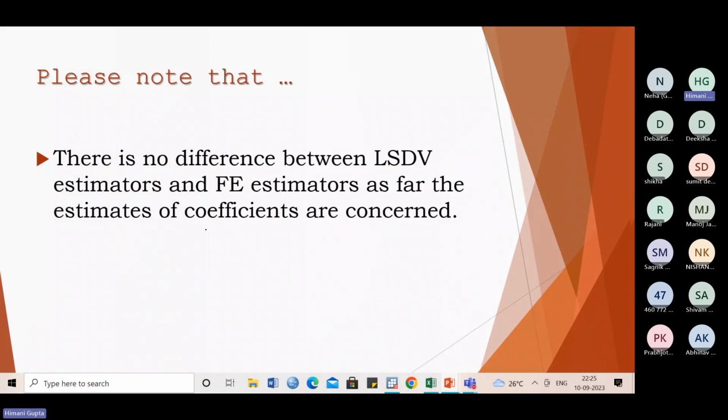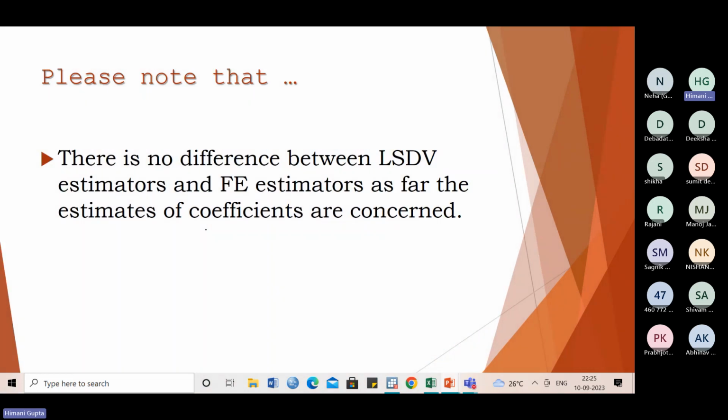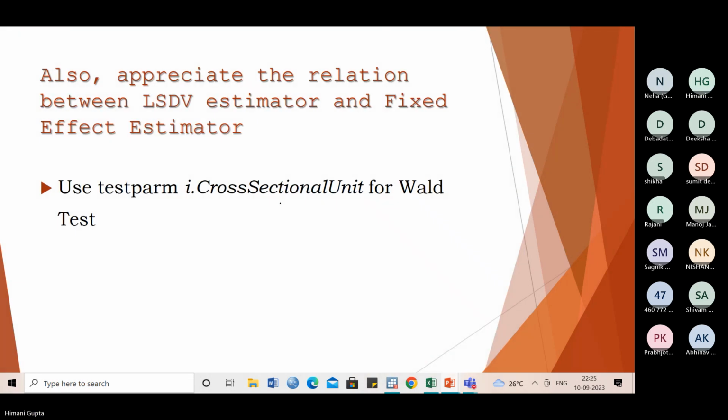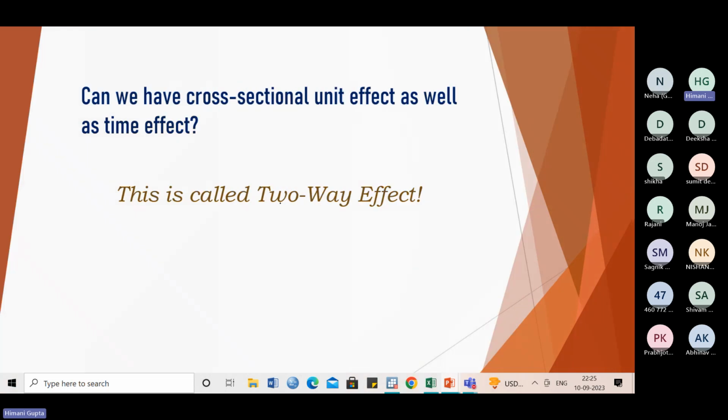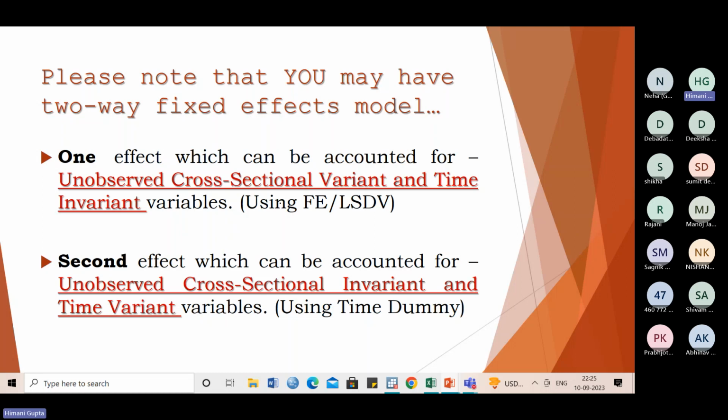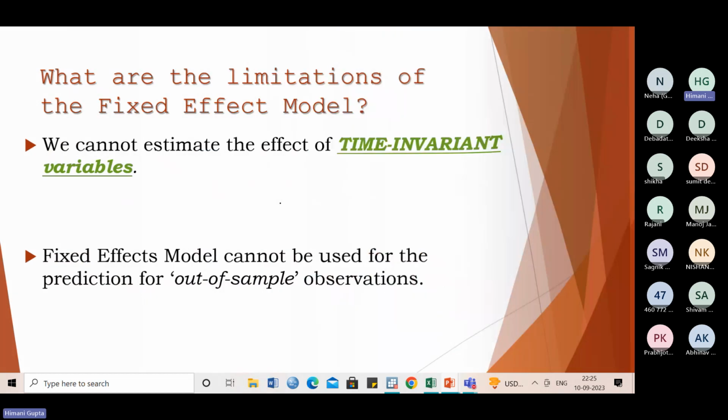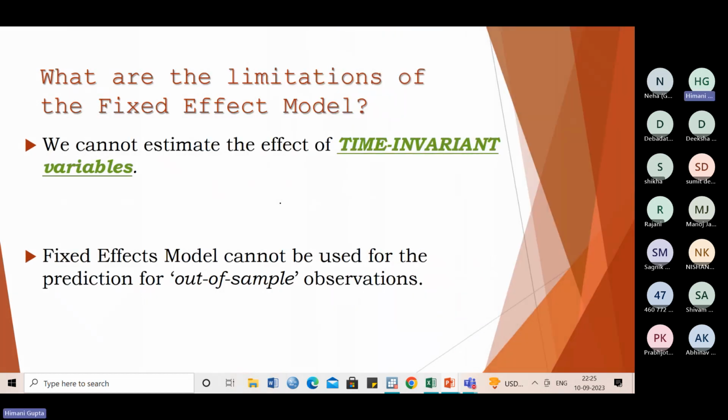As I have already told you, if we are doing the least square dummy variables or we are doing the fixed effect estimator, that is one and the same thing. They don't have any difference. So that is also clear that we have two ways: either we can use fixed effect or I can use dummy variables. So what we have to do is estimate the time invariant variable. I have given you the example from Excel.